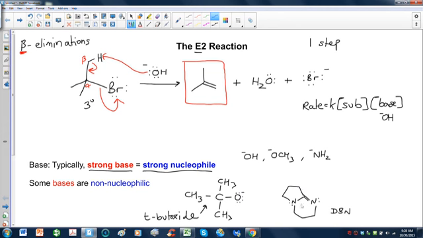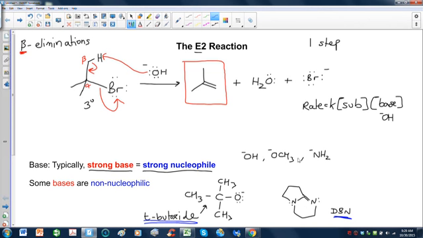The nitrogen are the basic parts of the molecule. But again, because this is really big, this DBN and this T-butoxide, they're called non-nucleophilic bases. In other words, they only act as bases because they're too big to act as nucleophiles. So if you want something to virtually guarantee an elimination reaction, then you use a big, strong base like this.